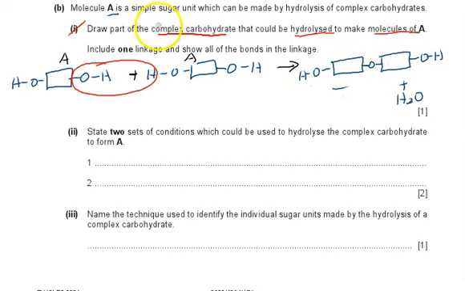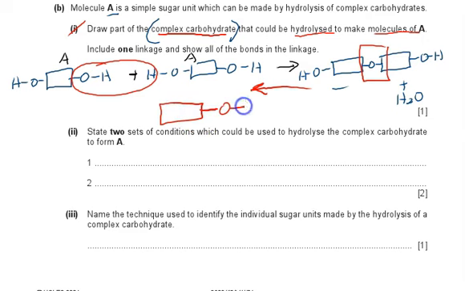Okay, so draw the part of complex carbohydrate that could be hydrolyzed to make molecule A. So it means they are asking us to go in reverse. So this is the part where we need to add in water. So your answer should be this one. You have to draw this diagram.